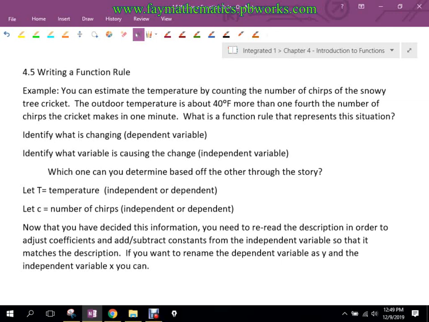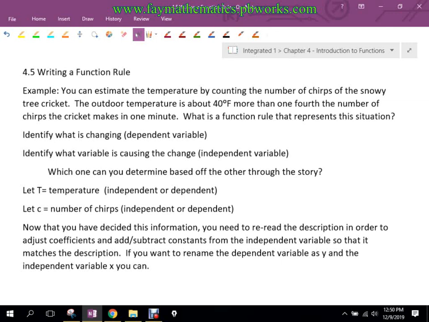It says you can estimate the temperature by counting the number of chirps of the snowy tree cricket. It says the outdoor temperature is about 40 degrees Fahrenheit more than 1/4 the number of chirps the cricket makes in 1 minute. What is a function rule that represents this situation?